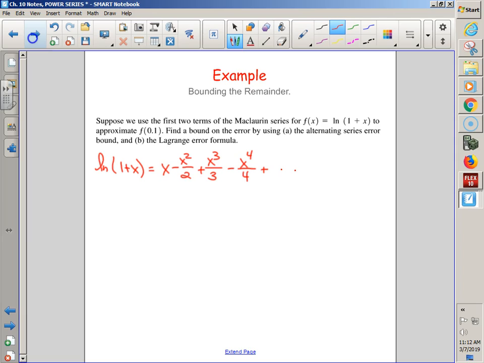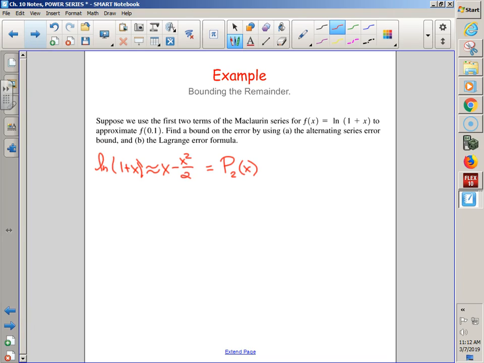Wait a minute, what are we supposed to be using, though? Oh, okay, cool. So the first two terms, who is that? Isn't that p sub 2? Why am I doing that? Well, because doesn't the Lagrange error bound depend on where you stop? Okay, so we are going to use that to approximate.